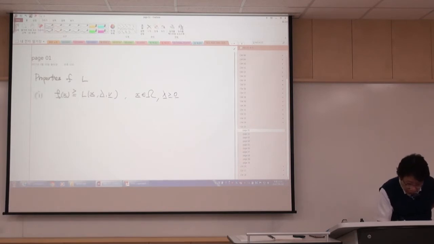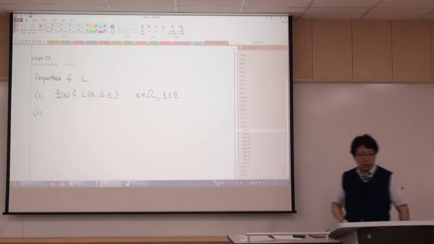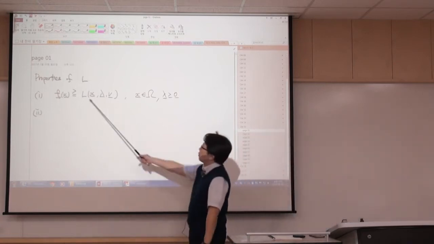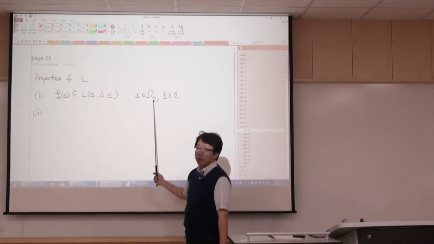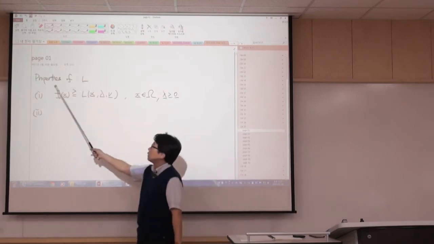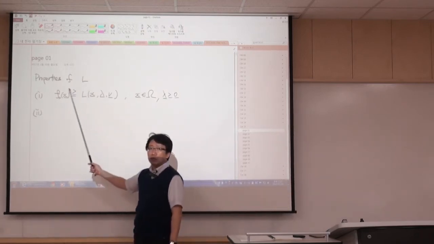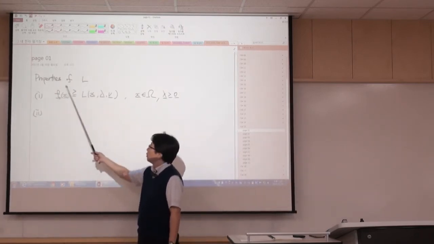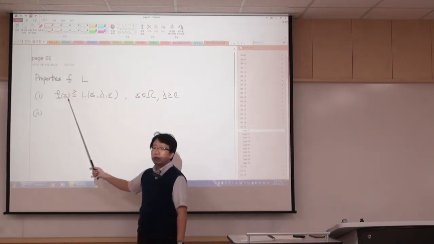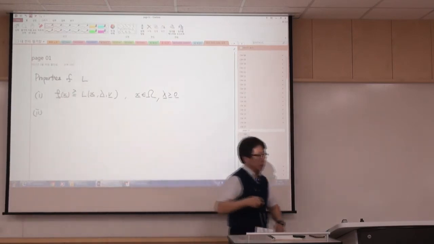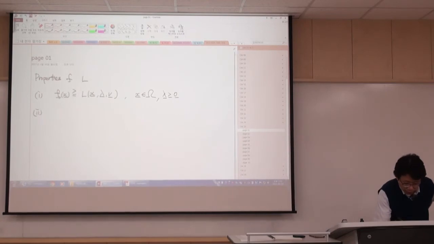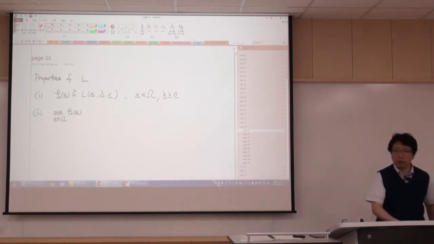Now, this is the first property. Second property is this. So this is for general x in omega. Now, let's solve the left-hand side. What does that mean? We minimize f0 of x such that x is in omega. So, minimize f0 of x where x is in omega.